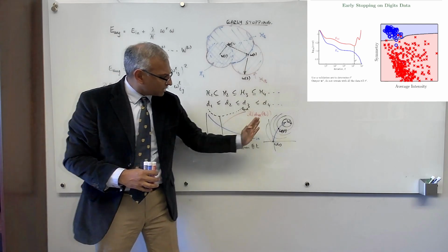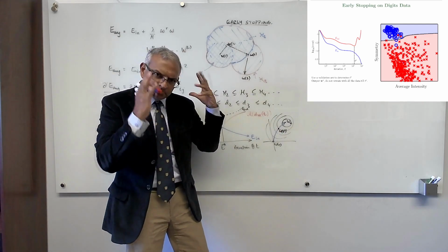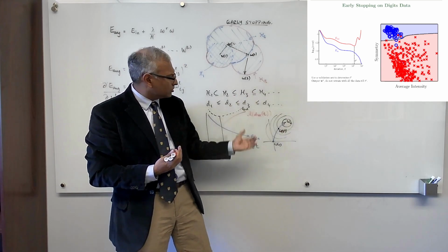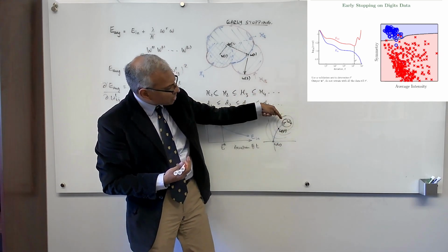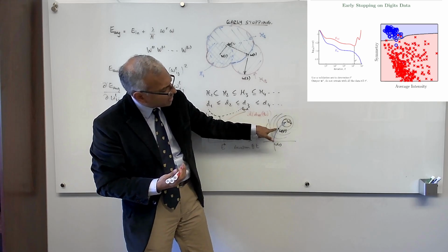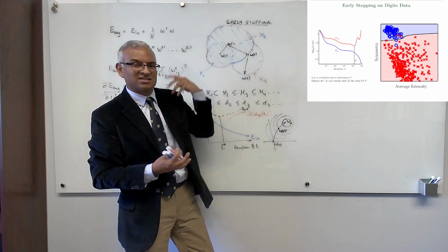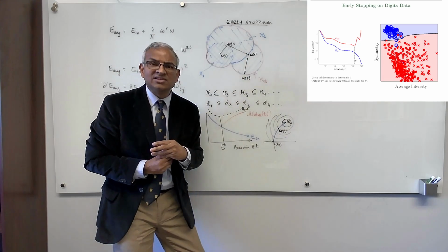Now, if you look at this picture, effectively usually we start at small weights and you need to go to some larger weights in order to minimize the in-sample error. By stopping early, effectively we are putting you at a smaller set of weights. So there's a link to regularization. That's why I said it's a form of regularization, but we call it early stopping.